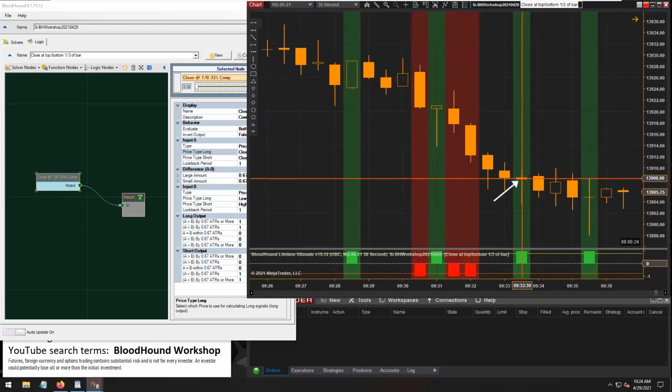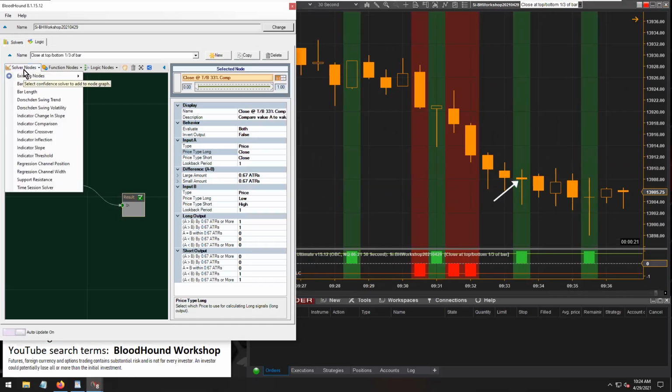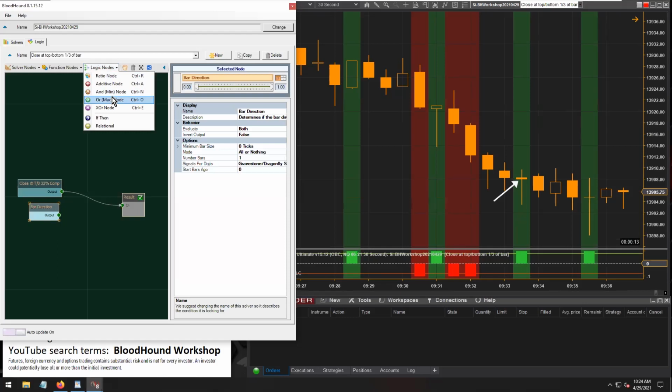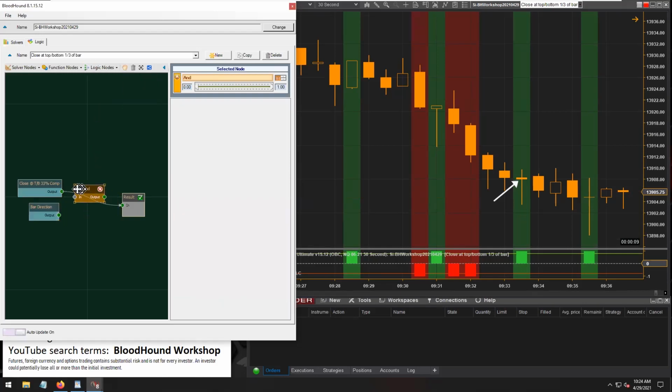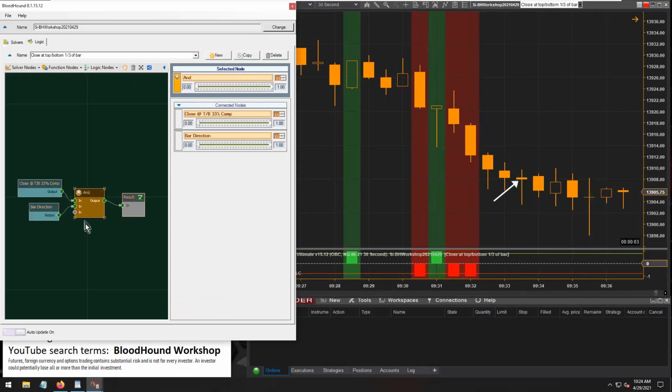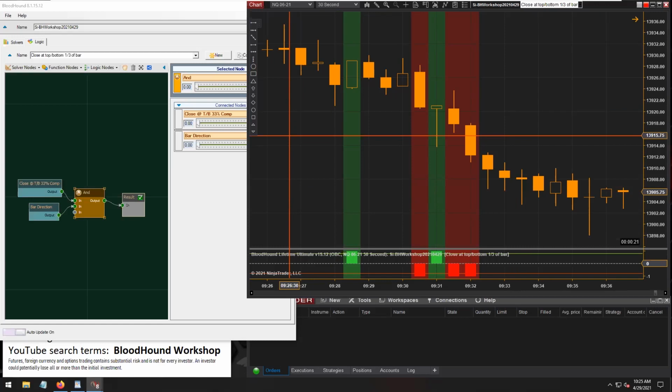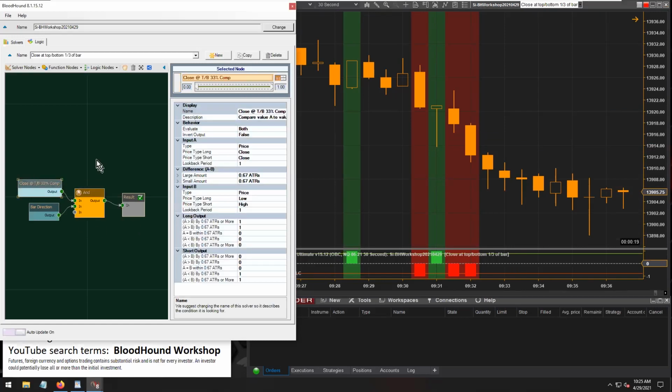So anyways, if we wanted to filter that one out, that's simply a matter of adding a bar direction solver in there. We can just throw in a bar direction and then grab an AND node. There we go. Connect those two together. And there we go. So that one is removed. All right. Well, anyways, that was the quick little topic I had from an earlier question this week to get us started.